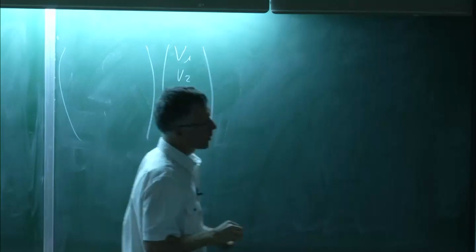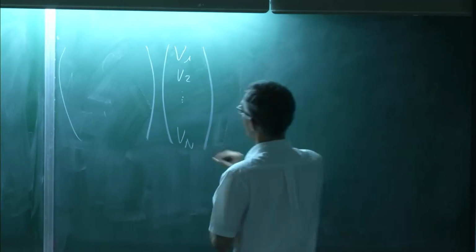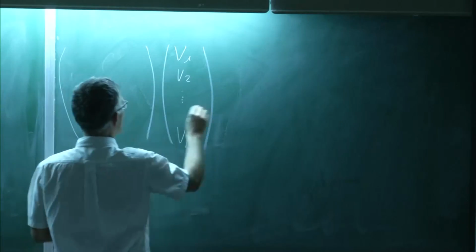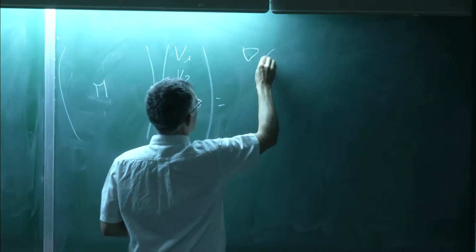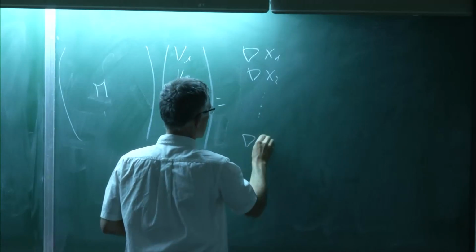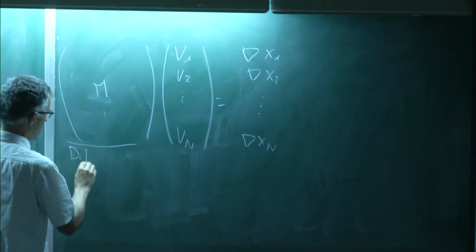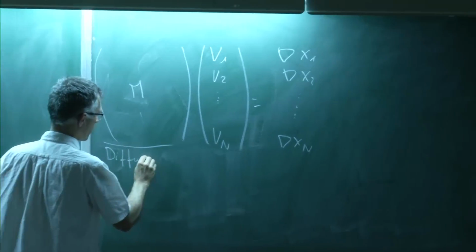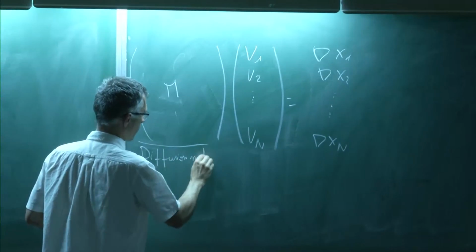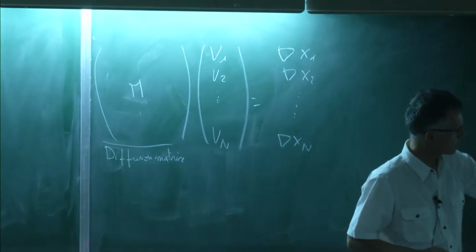And here, you will have to put this term in front of each. So here you have a big matrix, M, and here you have gradient of x1, gradient of x2, and gradient of xn. And this is what we call the diffusion matrix. The diffusion matrix gathers all these terms here.